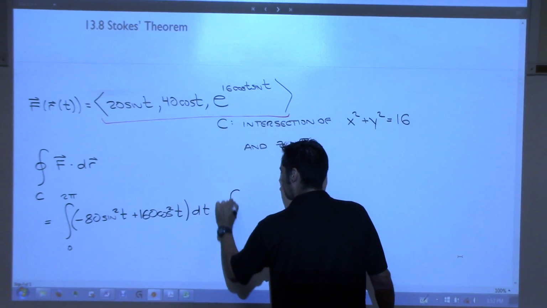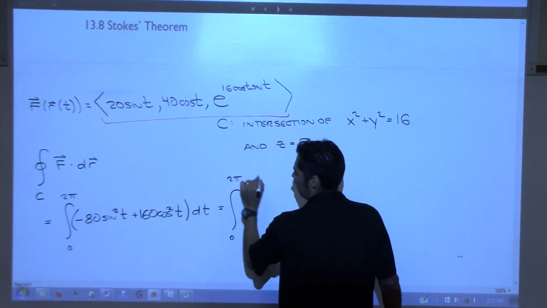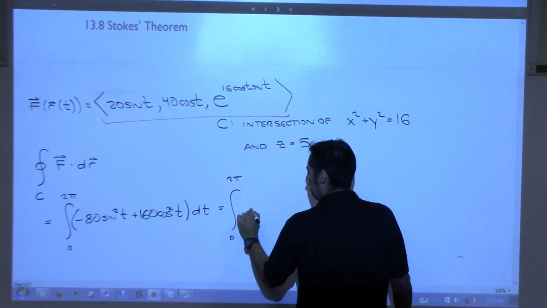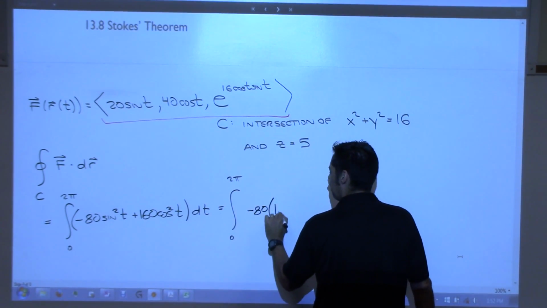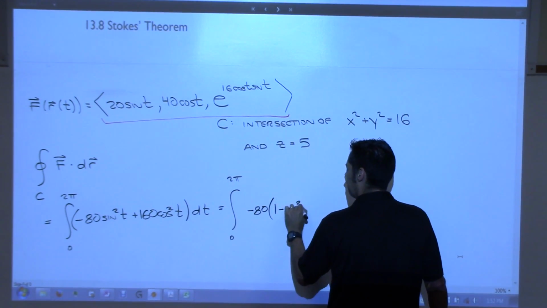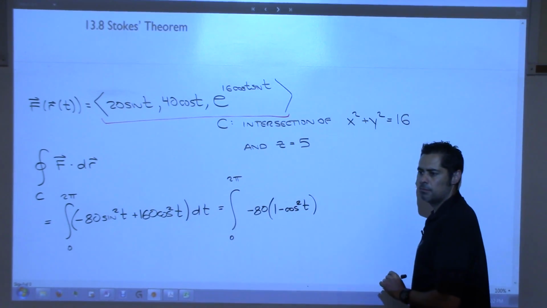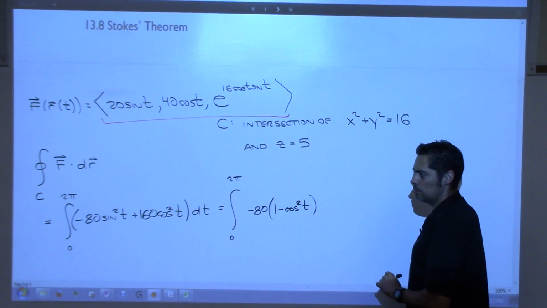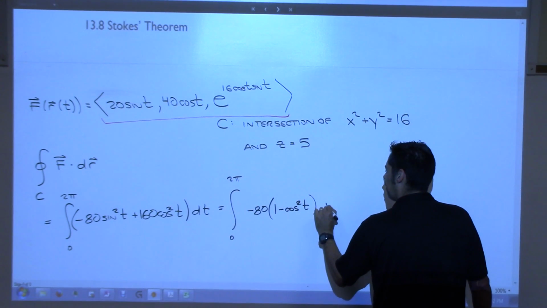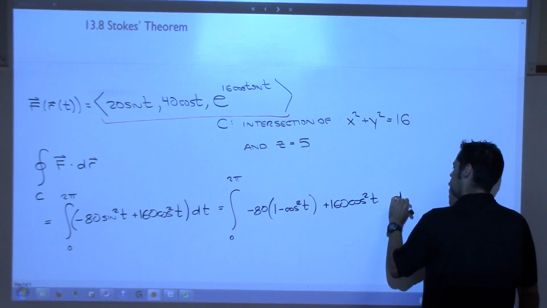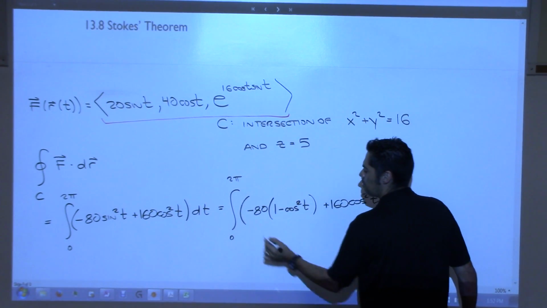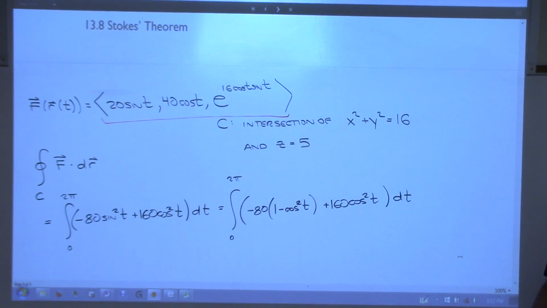Well, I'll just choose this. This is what I'm going to do, okay? I'm going to say negative 80 sine squared t is the same as 1 minus cosine squared t. Do you agree with that? And then plus 160 cosine squared t dt. I'm just trying to get it all in terms of cosine squared. I don't know why, I just felt like doing this.